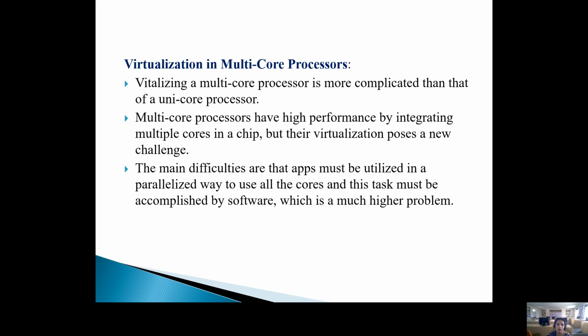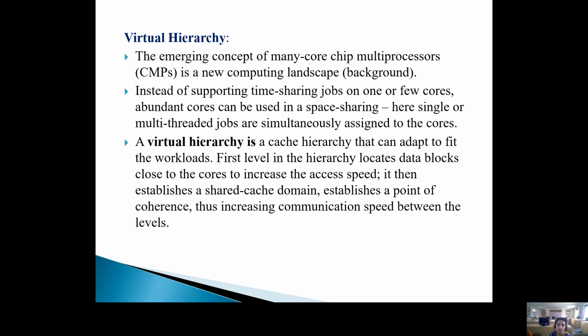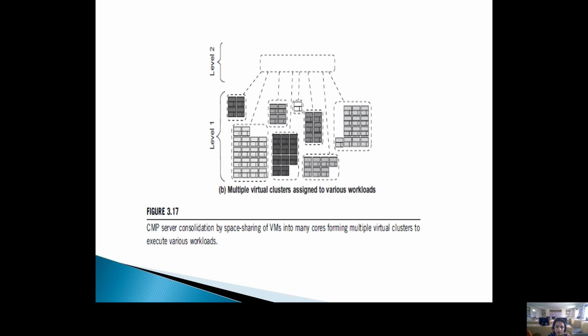So this is virtualization in multi-core processors. In this we have the virtual hierarchy. A virtual hierarchy is a cache hierarchy that can adapt to fit the workload or a mix of workloads. The hierarchy's first level locates data blocks closest to the cores. This is the diagram of the hierarchy, with multiple virtual clusters assigned to various workloads.